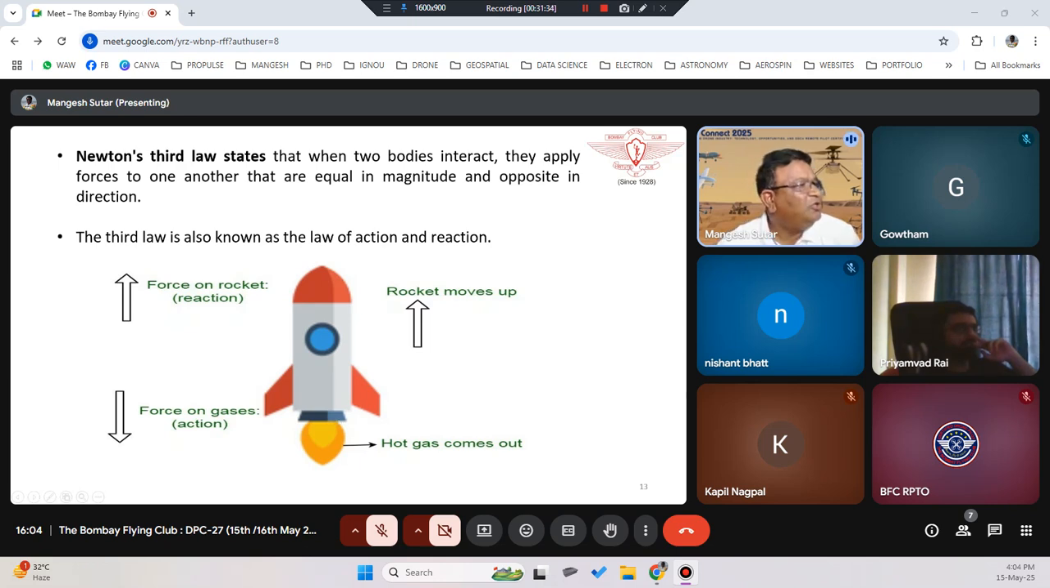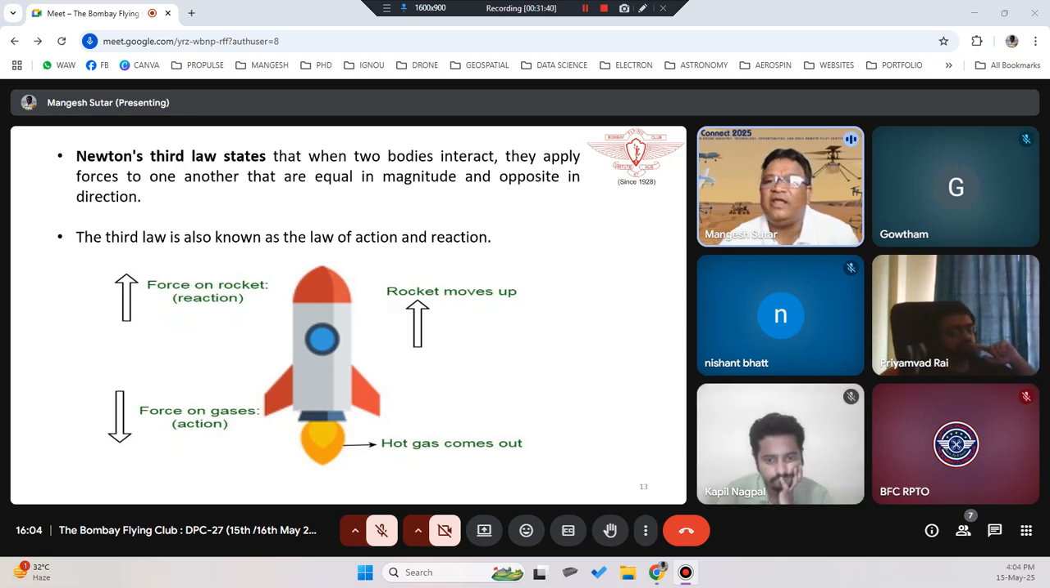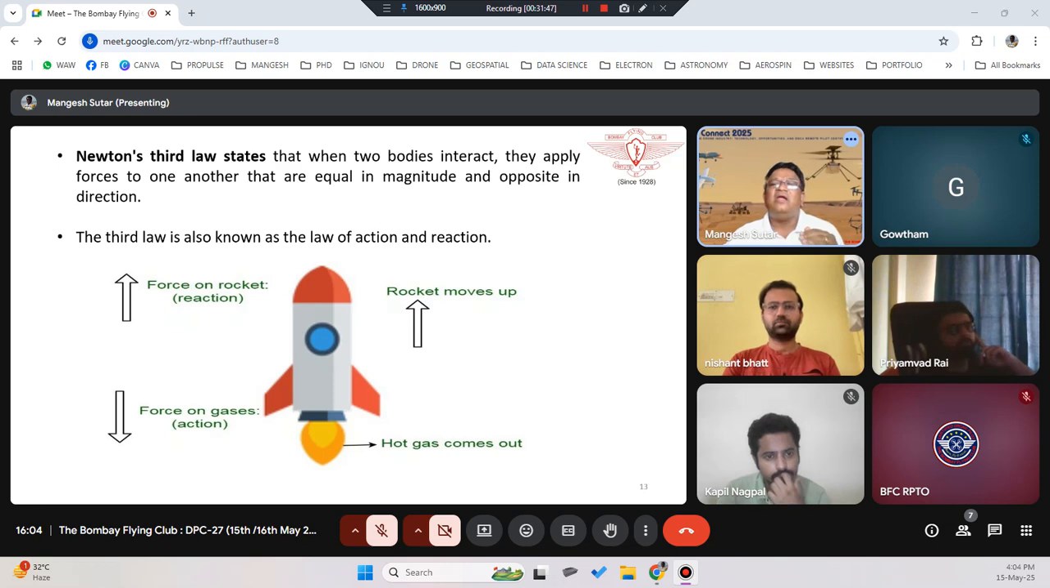Any questions on Newton's third law and how it helps the drone fly in the air? It is not only Bernoulli's principle which is useful for drone flying, it is also Newton's third law which comes into the picture when you are flying drones. Any questions so far?